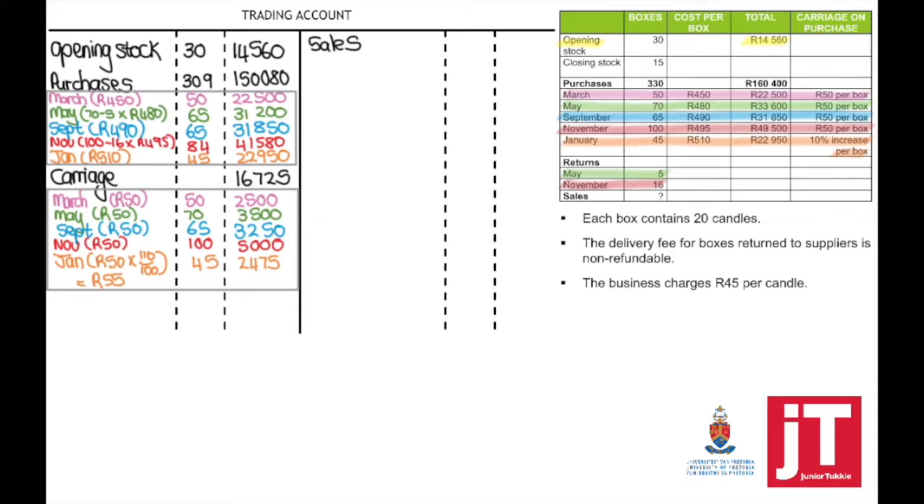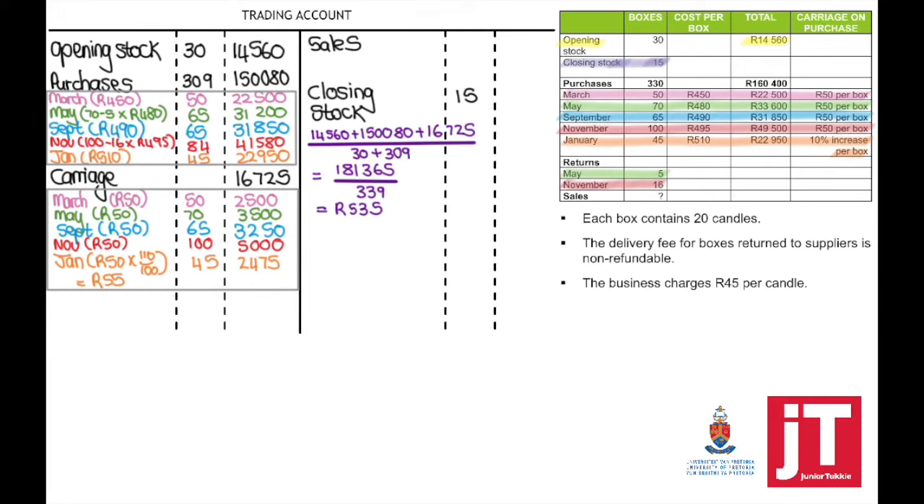Now, with regards to sales, sales is a question mark. What I do know is that closing stock will always appear on the trading account on the credit side. And the closing stock was given to me, 15 units was left over. So we're going to solve sales later on.